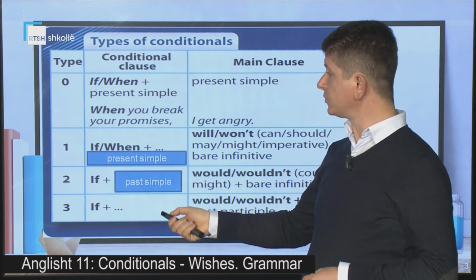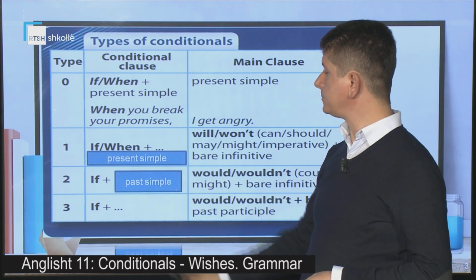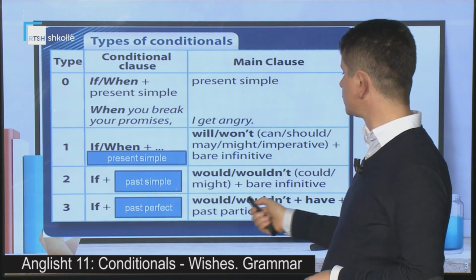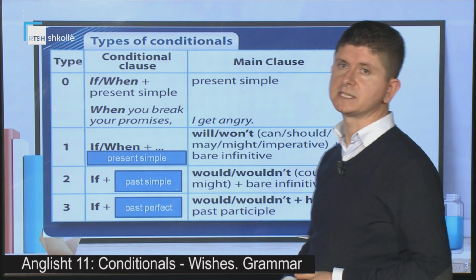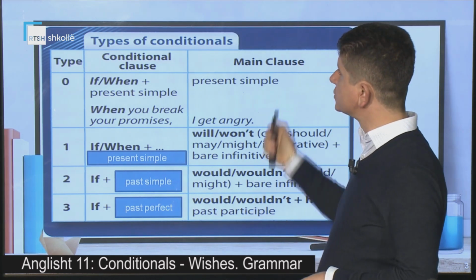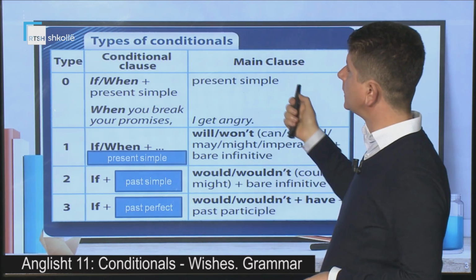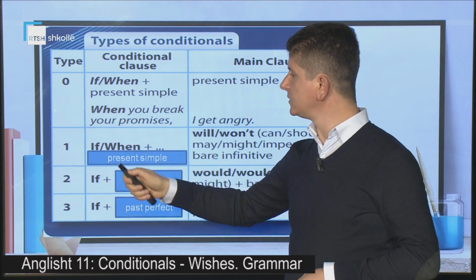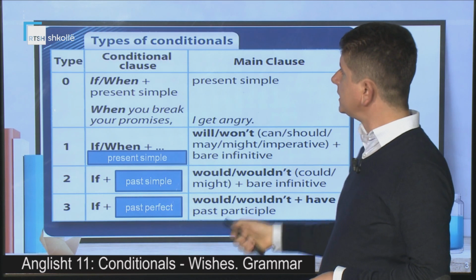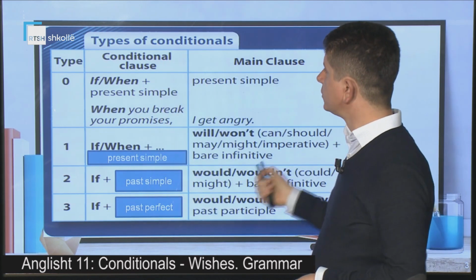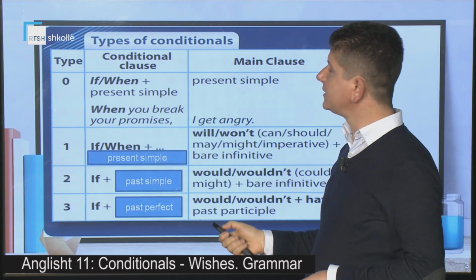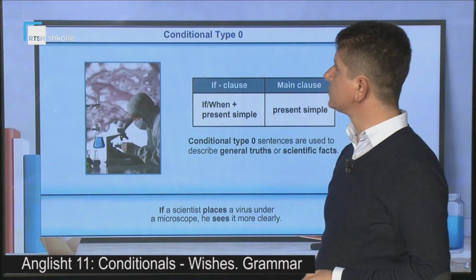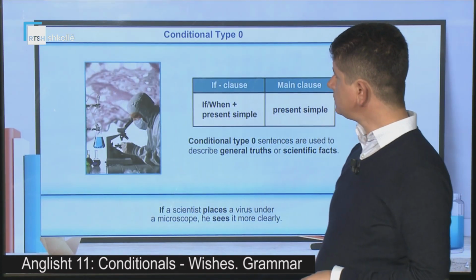And the third conditional, we use if plus past perfect, and also in the main clause we use would, wouldn't, have plus past participle. So this is a general table of the whole conditionals, the zero conditional, first, second, and third conditional. Please write these notes in your notebook so you can easily identify what conditionals you are dealing with. Let's take these conditionals one by one.